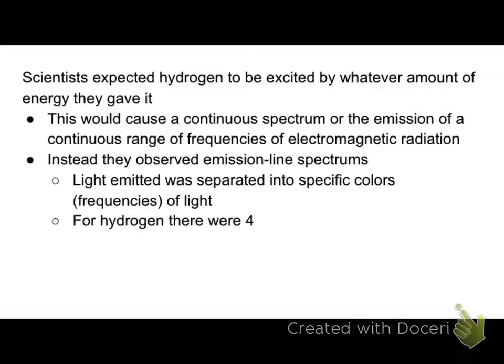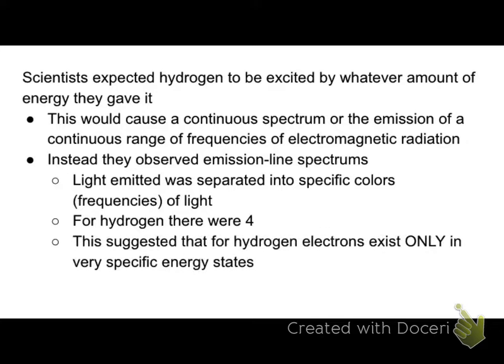They got like a red color, a greenish blue color, a blue, and a violet. So they only got back 4 colors. They didn't get any of the in-between ones. This suggests that for hydrogen, there's very specific spaces or levels of energy that electrons can exist at. And it takes different levels of energy to excite those electrons.